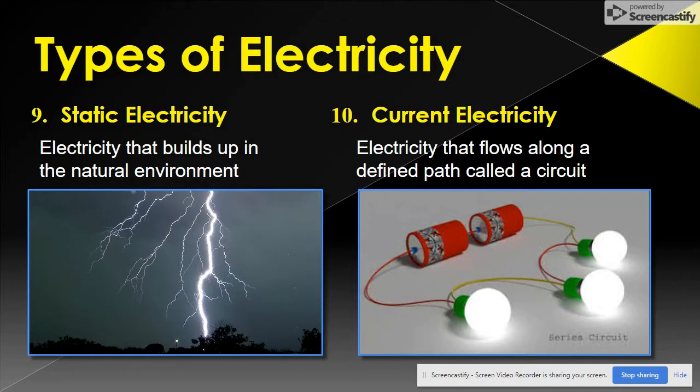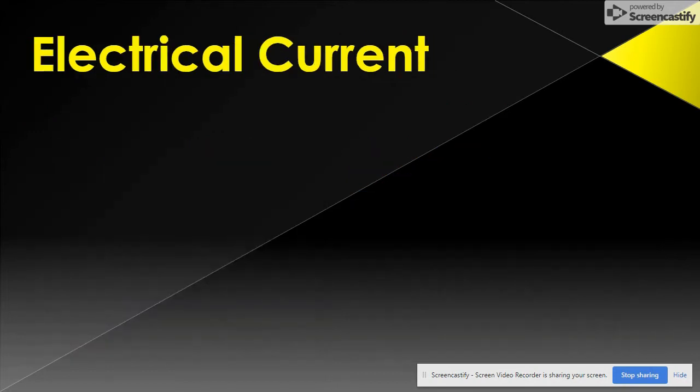Static electricity can be powerful, but it's also unpredictable, so it isn't very useful for us in technological devices. In order to make productive use of electricity, human beings invented current electricity, in which electricity is made to flow through a defined path called a circuit, and by carefully designing the circuit in different ways, we're able to get the electricity to power all kinds of useful devices.